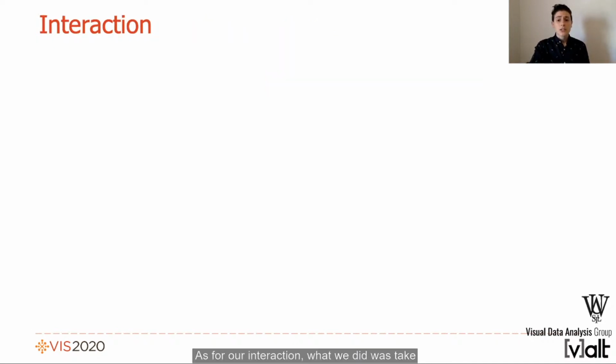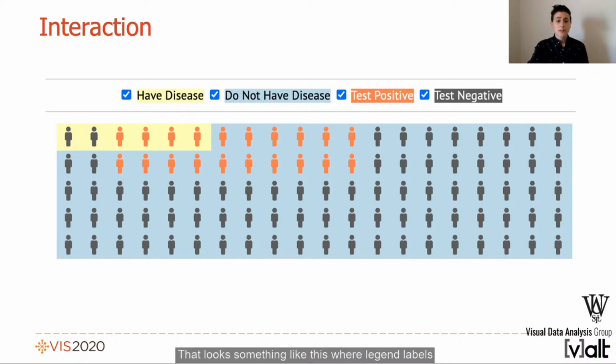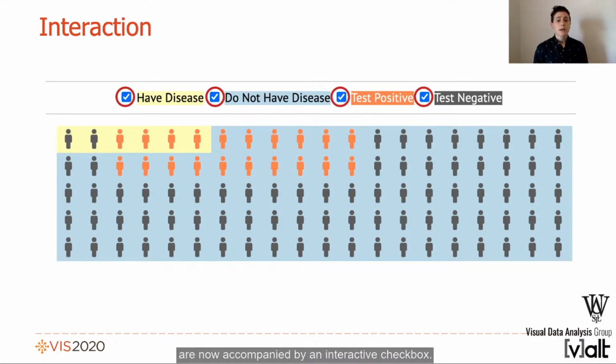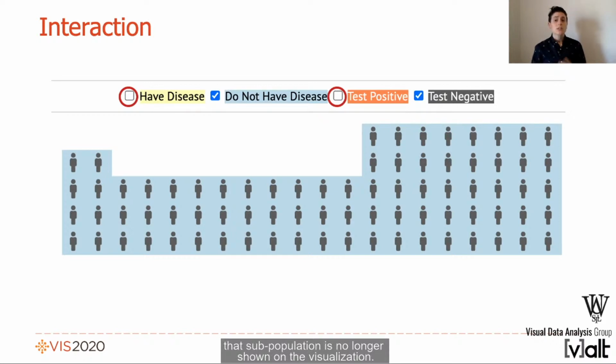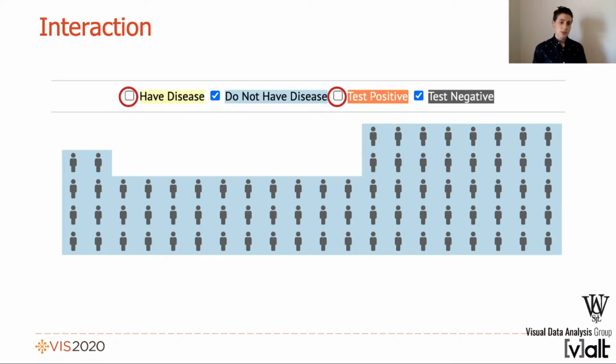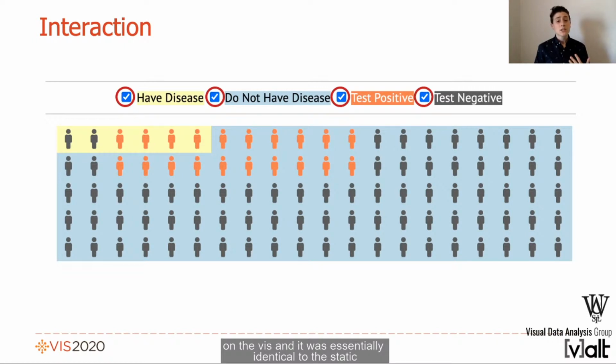As for our interaction, what we did was take these 3 base visualizations and add interactive checkboxes to each of them. That looked something like this, where legend labels are now accompanied by an interactive checkbox. If a user unchecks a particular box, that subpopulation is no longer shown on the visualization. Notably, all of our interactive vizzes loaded with all 4 checkboxes checked off, meaning all subpopulations of interest were shown on the viz, and it was essentially identical to the static visualization.